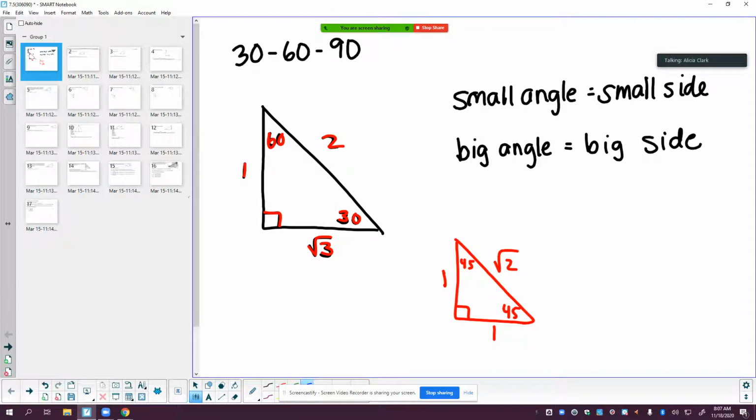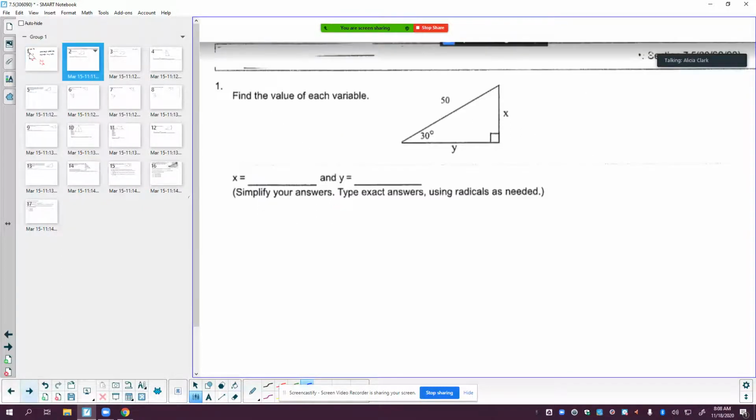So we're going to go through some examples of how to solve this. We're going to solve it the same way we did yesterday. We're going to have a proportion that we can set up, and hopefully this makes sense with what we did yesterday. I'll draw it up here several times on the examples so you can see it again. Find the value of each variable. So we're trying to find x and y.